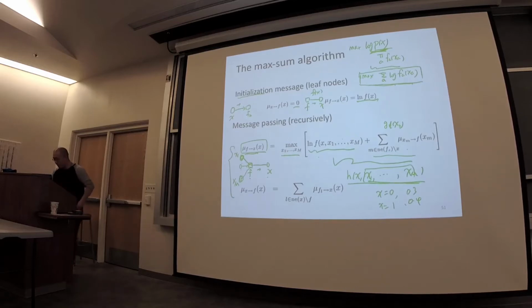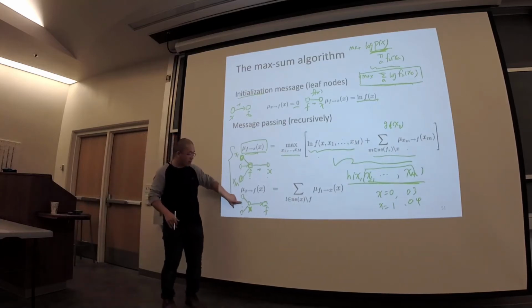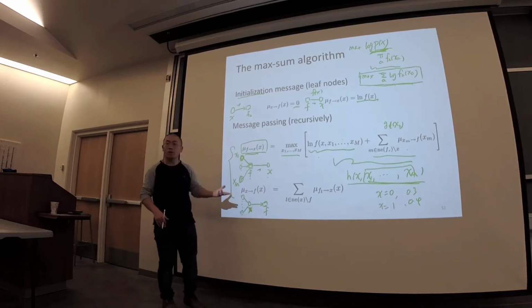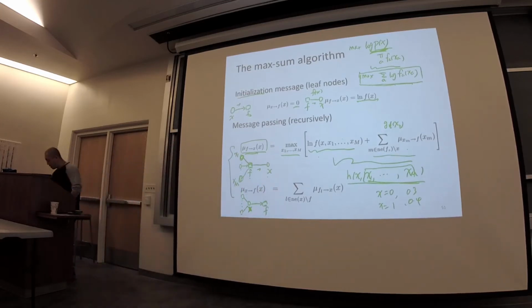Now let us look at how we compute the message from a variable node to a factor node. In general, we assume that the x node not only connects to f, but also connects to another set of factors, which we can draw here. In the original sum product rule, you just multiply the messages from all the other factors to x. But here, remember, we replace the product by sum. So we calculate the message by simply adding up the messages from all the remaining factors connecting to x. That's it.